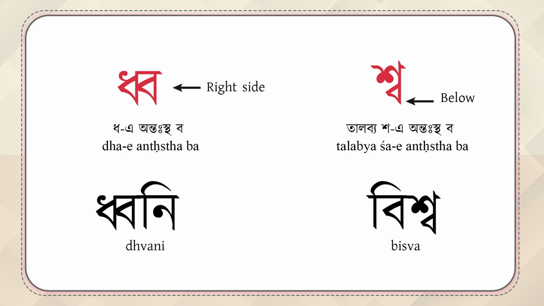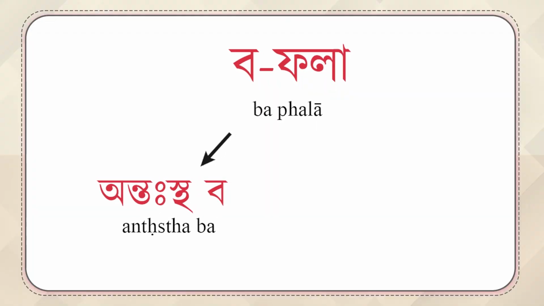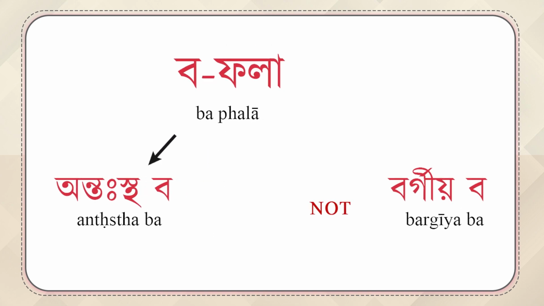Ba phalā is added either to the right side of a consonant or below it. For example, compare dhoy antastha boy of dhoni, meaning sound, with the taliposhoy antastha boy of bisho, meaning world. In case of dhoy antastha boy, the ba phalā is added just at the right side, but in case of taliboshoy antastha boy, it is added beneath the talibosho. Now, note that this ba in ba phalā is antastha ba and not borgyo ba.